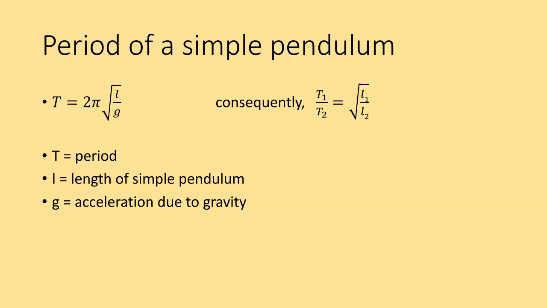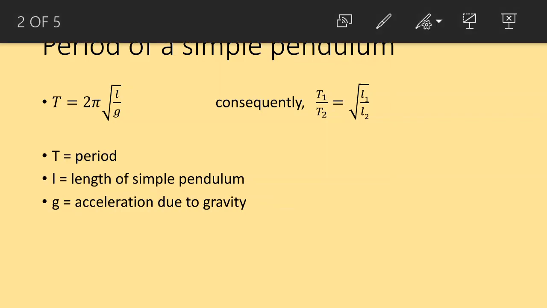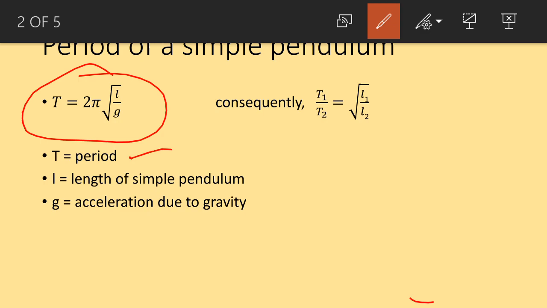In this video, I won't bug us with the proof, but the period of a simple pendulum is T equal to 2 pi root L over G. Here T stands for period, L is the length of the pendulum, and G is acceleration due to gravity. Consequently, we can see that T1 over T2 is equal to the square root of L1 over L2.